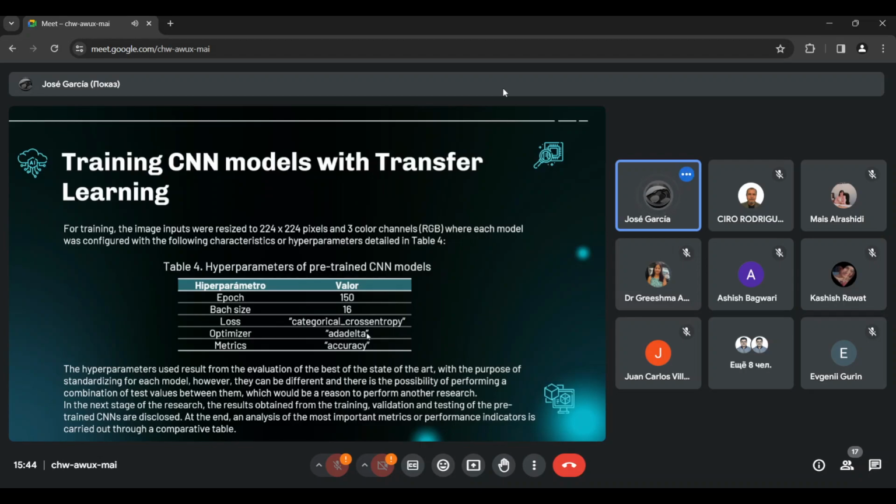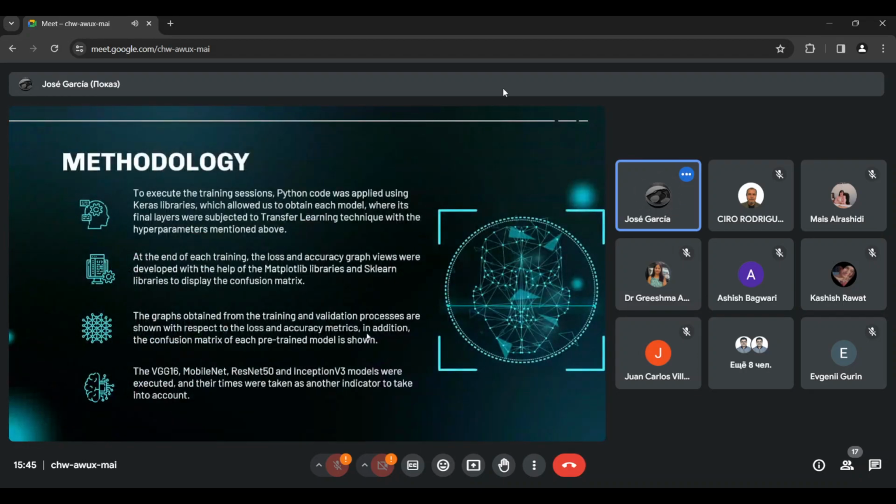In the next stage of the research, the results obtained from the training, validation, and testing of the pre-trained CNNs are disclosed. At the end, an analysis of the most important performance metrics is carried out through a comparative table. And the results: we used a methodology more or less to execute the training session. Python code was applied using the Keras library, which allowed us to obtain each model, where its final layers were subjected to transfer learning techniques with the hyperparameters mentioned above.